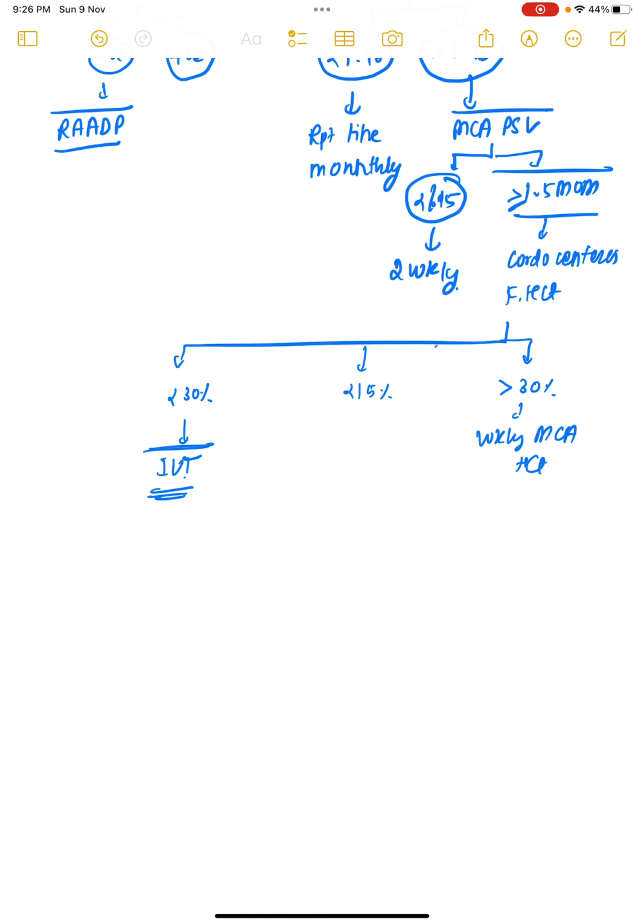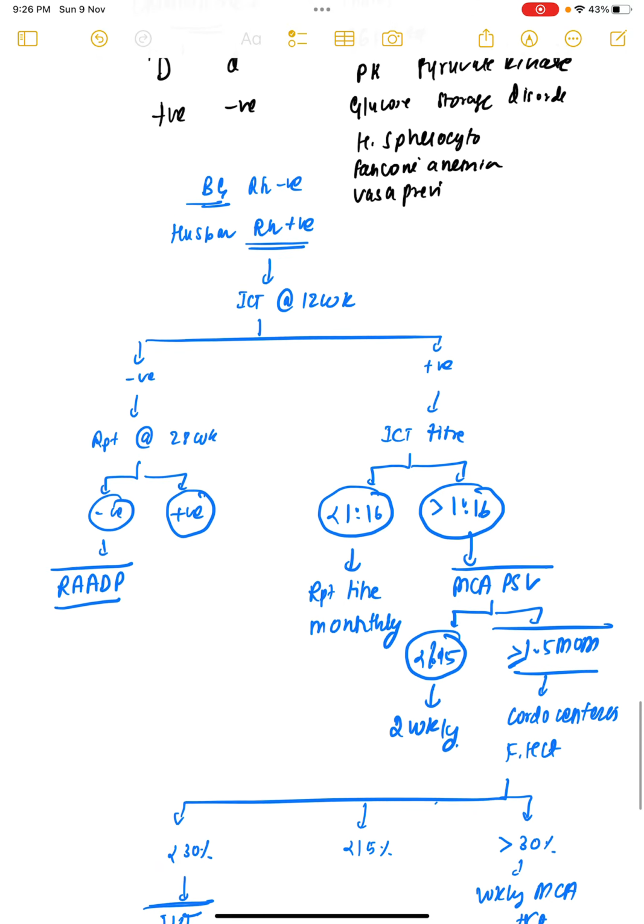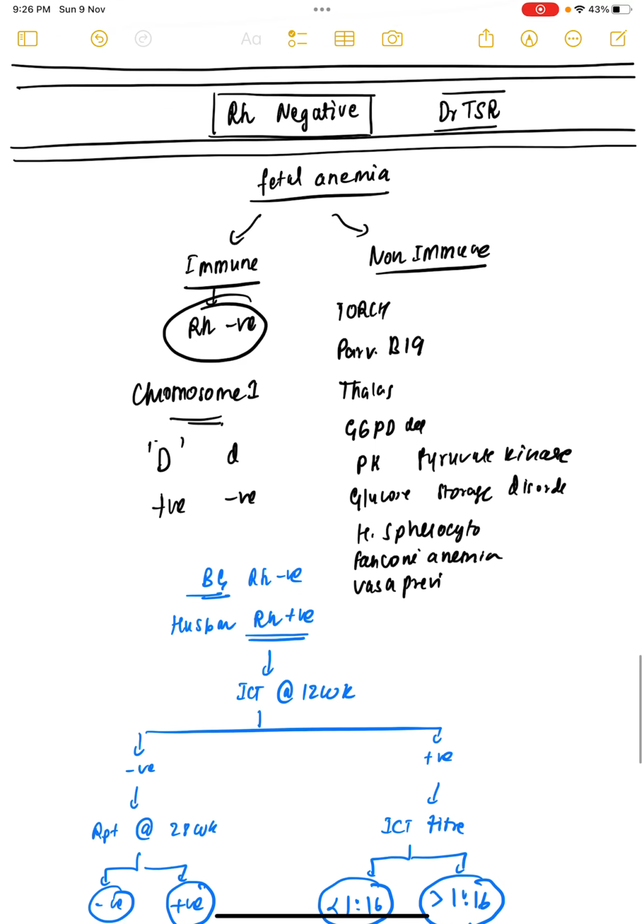So we will do it via the umbilical vein catheter. The blood is O negative, cytomegalovirus negative, hematocrit of 80%, leukocyte depleted, and irradiated. Your aim is to achieve the target hematocrit of 40 to 50%. So this is in brief about the management of Rh negative pregnancy.